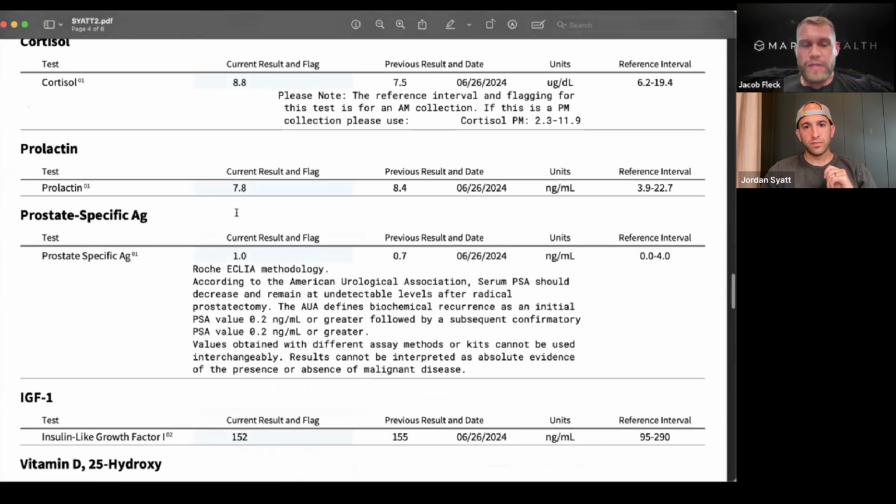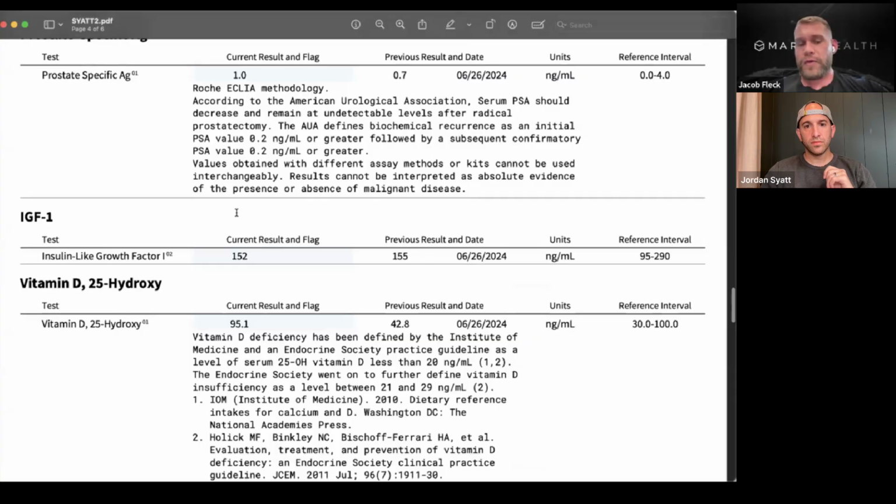And with that, we did want to improve other factors that would be coinciding with his endogenous testosterone production.